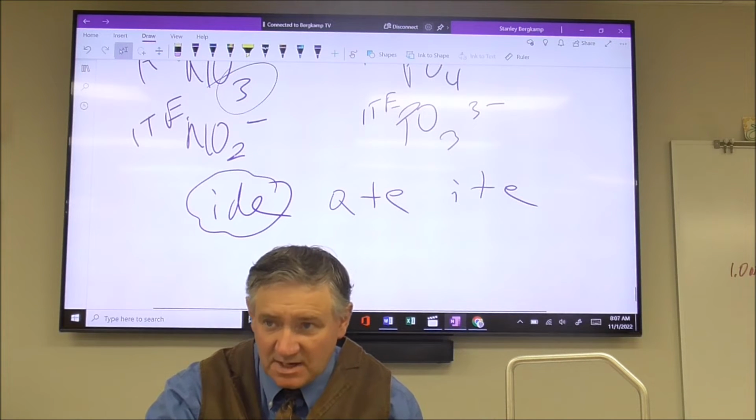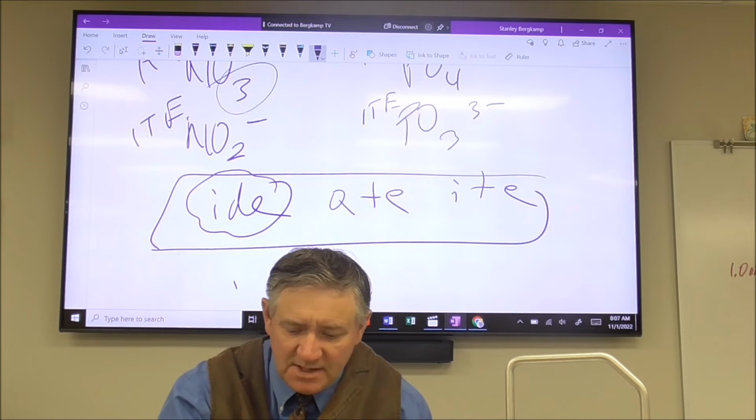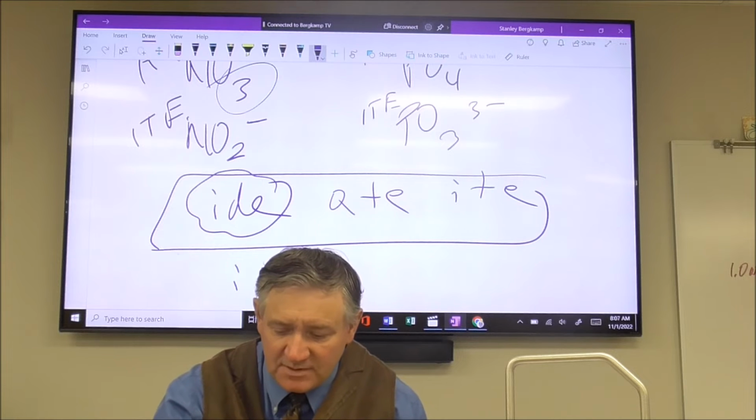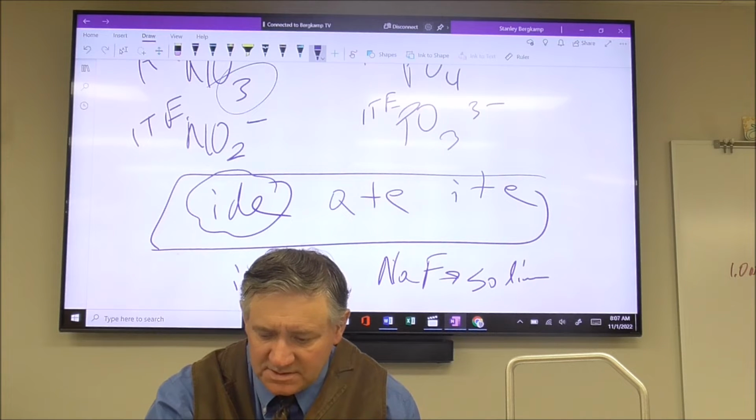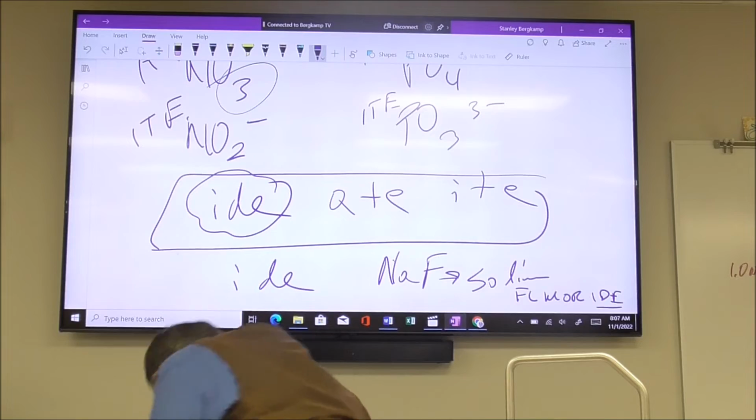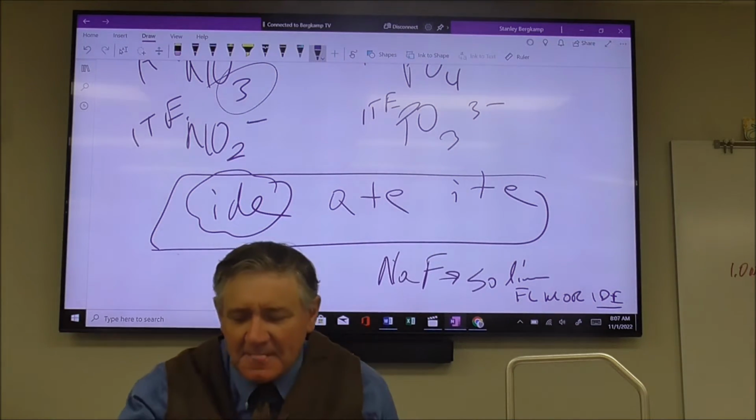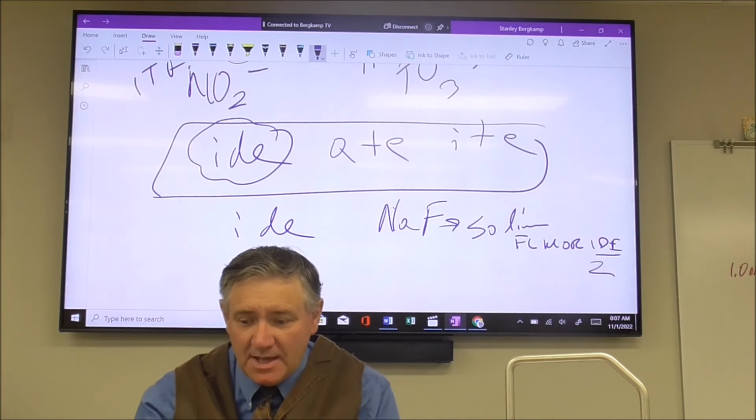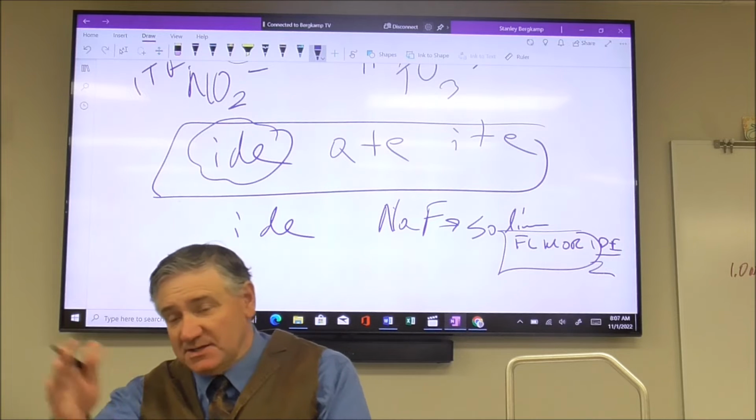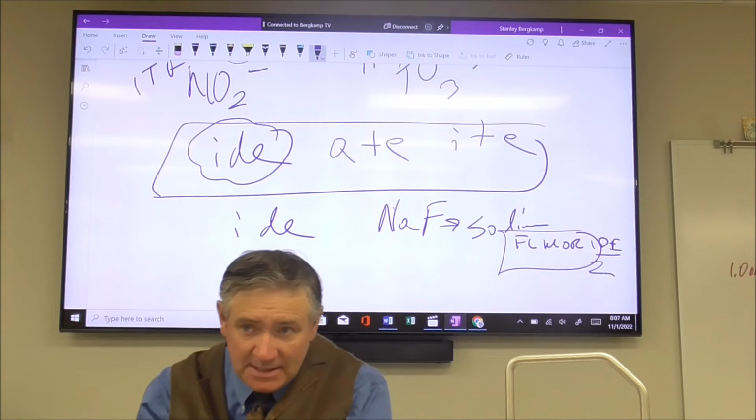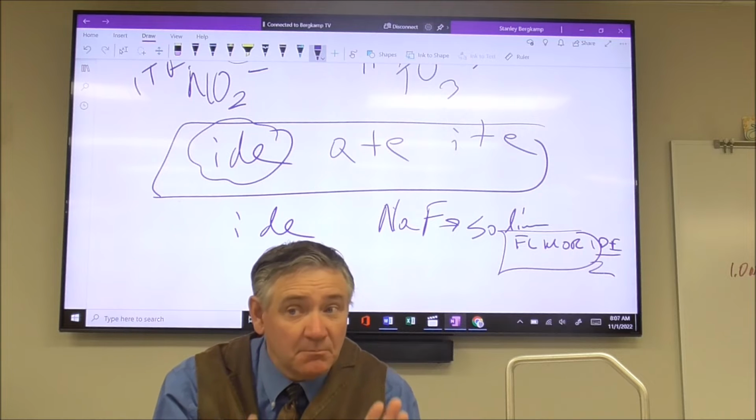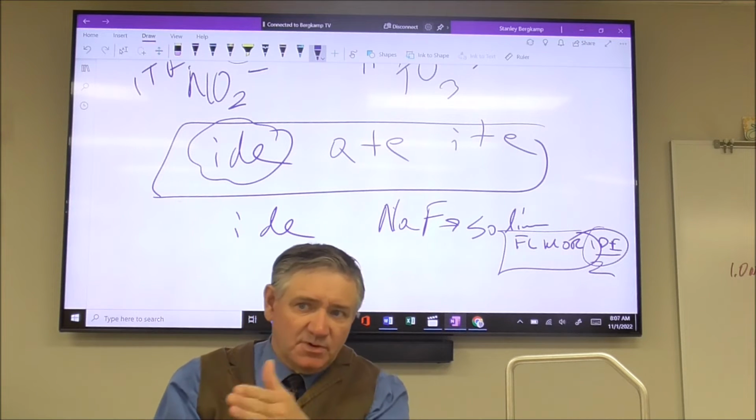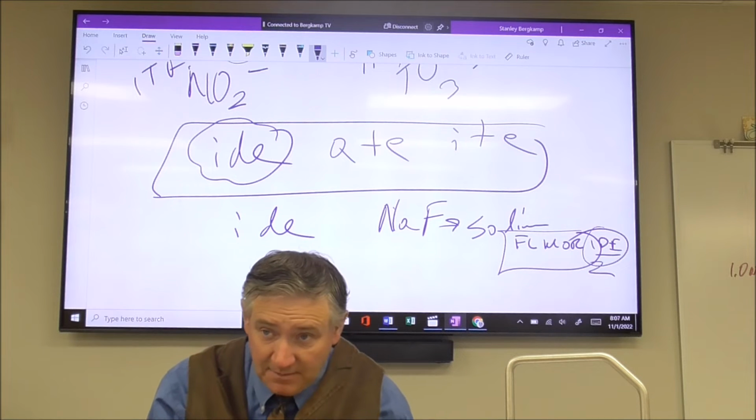So again, this is like a logic problem. If it ends in IDE, let's say, for example, you have NaF, which is sodium fluoride. If it ends in IDE and it's just with the element, that indicates that it's the anion. So if it's an IDE ending, it could either be a monoatomic or a polyatomic. But most of the time, when you see IDE, it's with a monoatomic, sodium chloride, something like that.